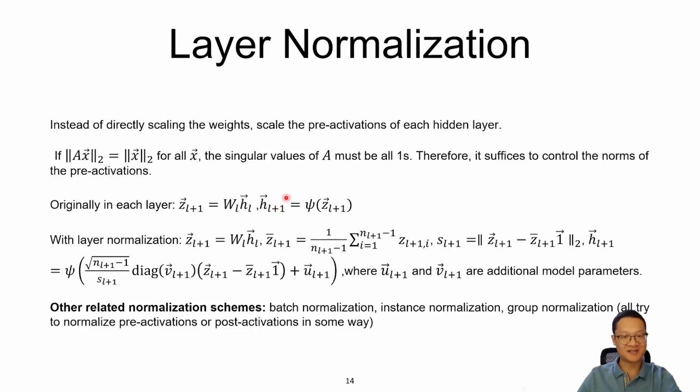Now coming back to the slides, hopefully this is more clear now. So this is layer normalization. There are other related normalization schemes. Batch normalization is a common one. There's also instance normalization, group normalization. All of these try to normalize pre-activations, the Zs, or the post-activations, the Hs, in some way.